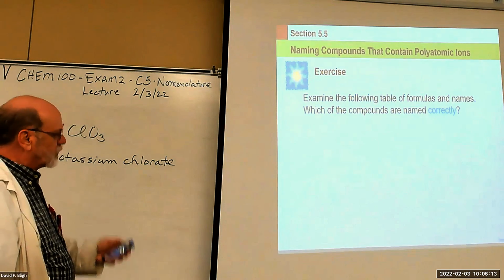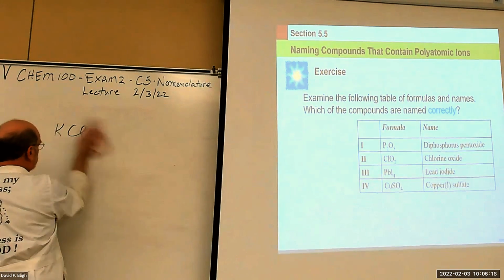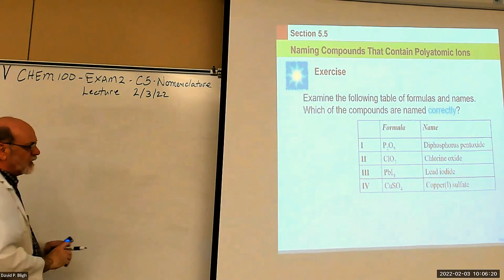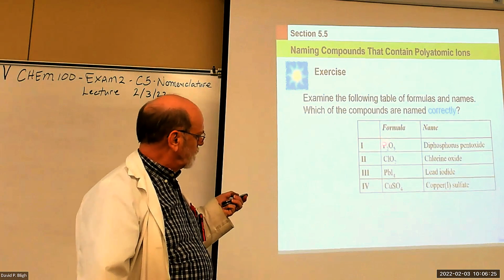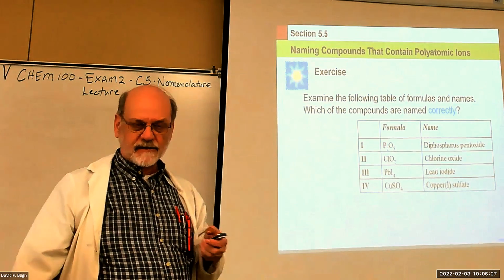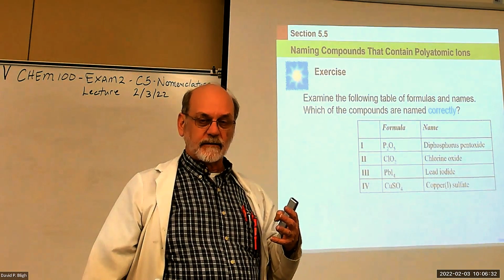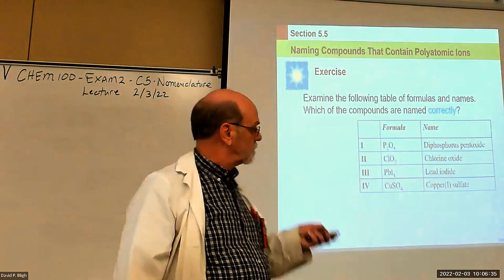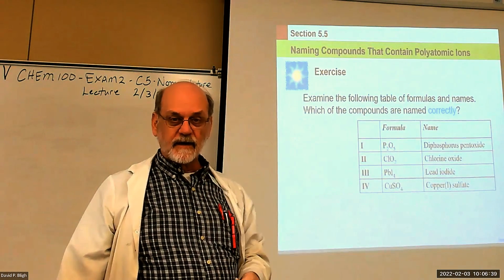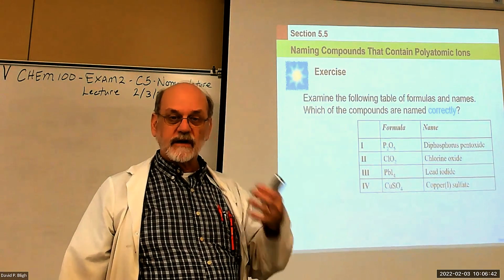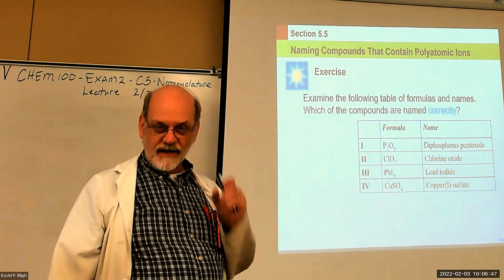Which of the compounds are named correctly in this table? Well, let's see. What type of compound is this one? P2O5. Right? We'll look for the elements. Where are they located in the periodic table? Both of these are nonmetals. So that means you use a type 3 convention. You just say how many of each one is in that compound. Diphosphorus pentoxide. That is correct.